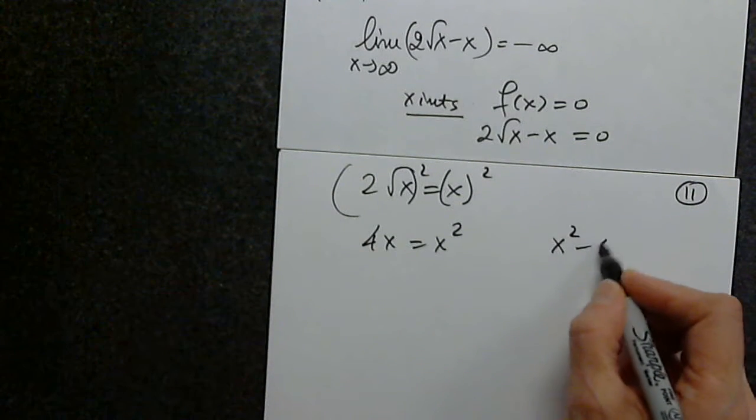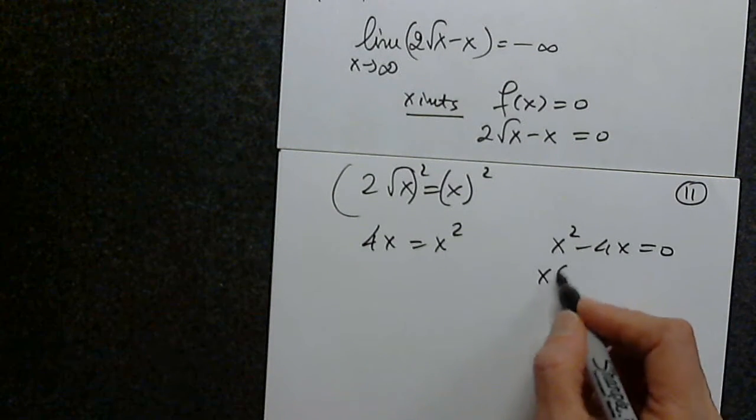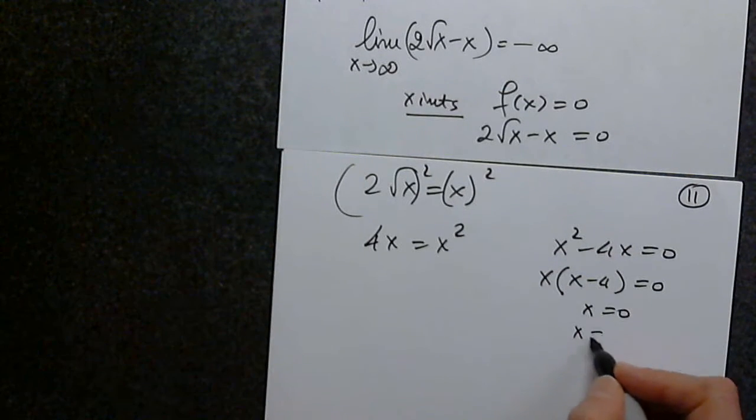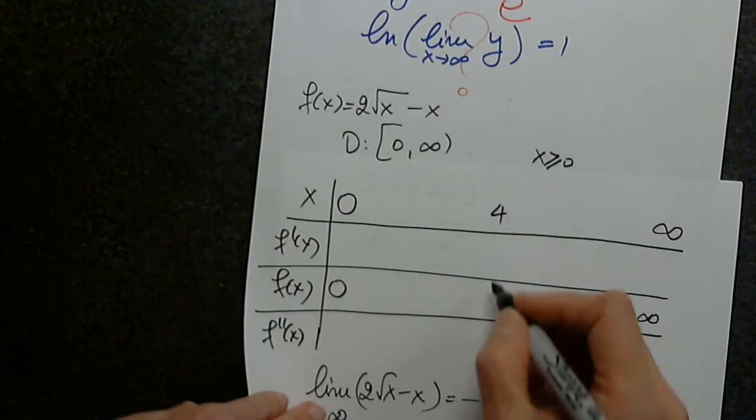So this is x squared minus 4x equals 0. I factor out x. I get x minus 4. So I get 2 solutions. I already have one, but I have to plug in the other.